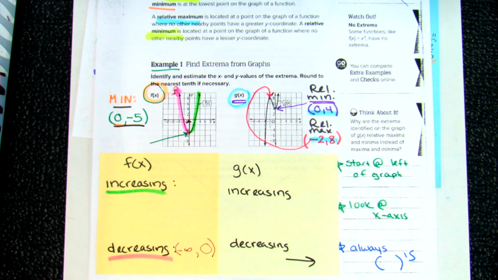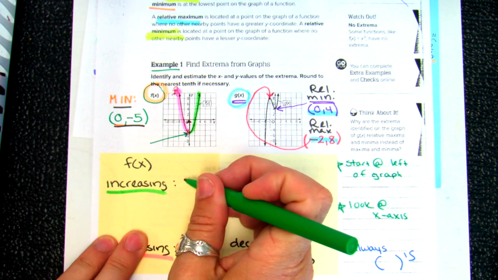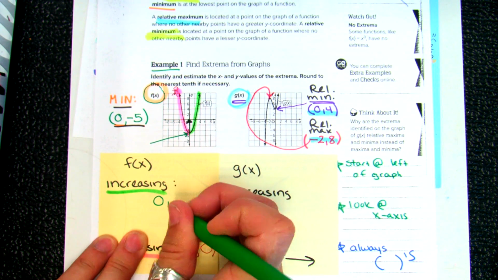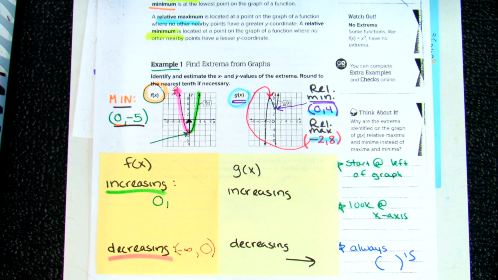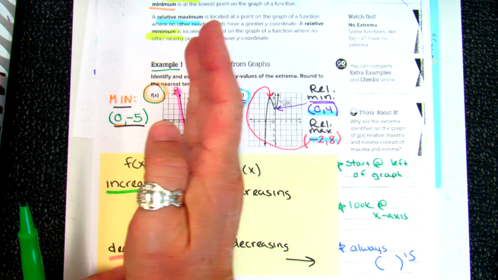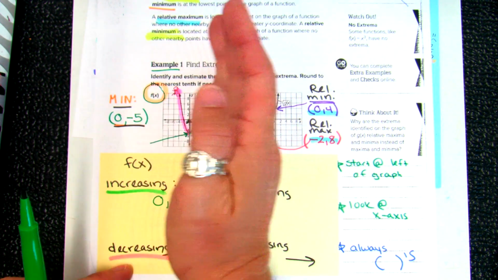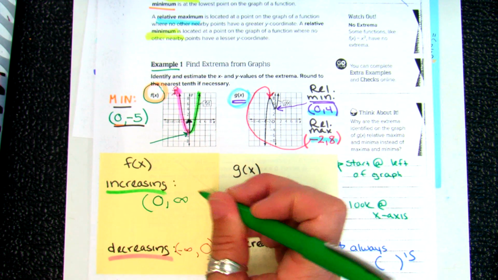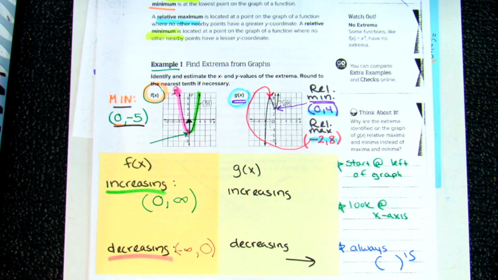So now I'm in the increasing part of the graph. And when I go ahead on the increasing part of the graph, where am I on the x-axis? Zero. And somebody else, I know Alex has totally got this. If I'm heading this way, what do we call this way? Infinity. Beautiful. What should go around my zero and my infinity? Parentheses. Always parentheses. Very, very good. So the piece that's increasing is going from zero to positive infinity.